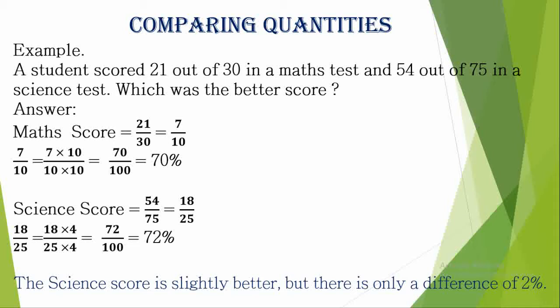Now we have to convert this 7 upon 10 into percentage. See the denominator. We want denominator 100. Which number multiplied by 10 will give 100? It is 10. So multiply numerator and denominator by 10. 7 multiplied by 10 upon 10 multiplied by 10 is equal to 70 upon 100, which is 70%.